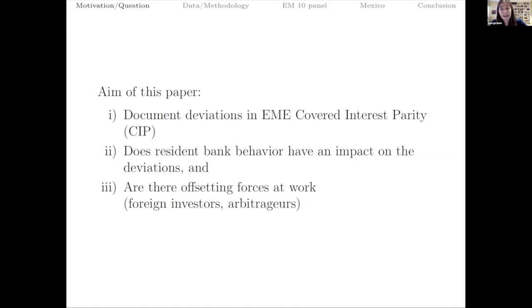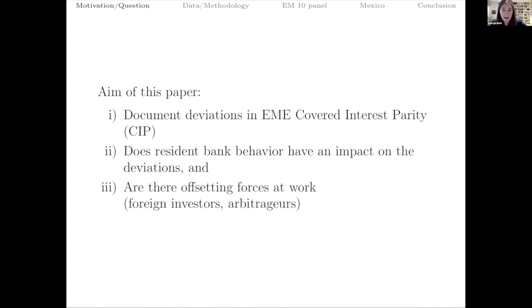So is there something about the resident bank behavior, in particular their need to hedge their currency mismatch, that is going to somehow impact the deviation in one direction or another? And the hypothesis is that they're going to widen that spread. They're going to widen the deviation because their currency mismatch is such that they're going to be on one side of that. So if we're widening the currency basis, are there any offsetting forces?